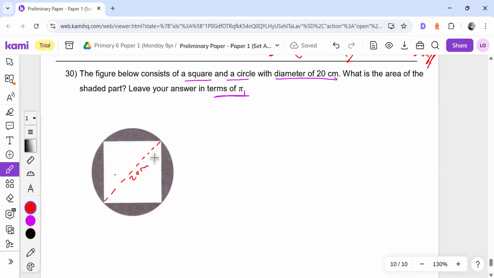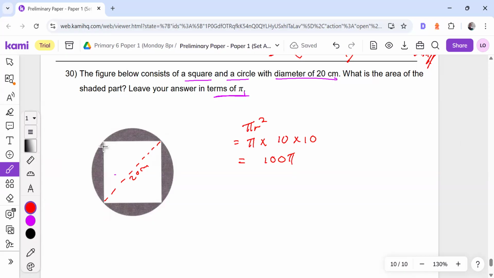Right? So what's the area of the circle? Pi r square. Leave your answer in terms of pi. What's the radius? 10. Not 20. You take the diameter, divide by 2, become 10. Pi times 10 times 10. 100 pi. That's the area of the circle. Then how do you find the square area?